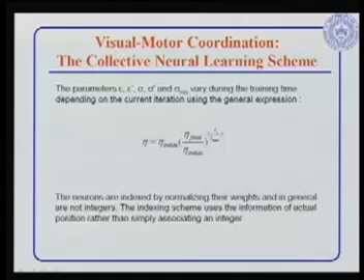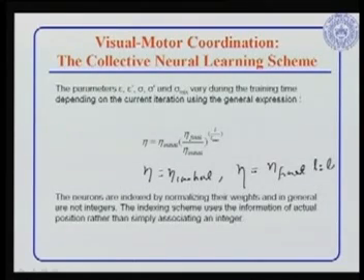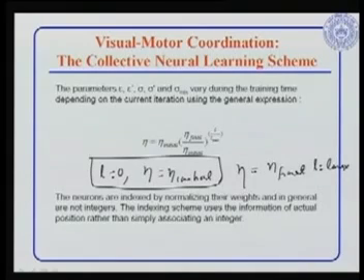So, when I have not started the iteration, L is 0, so eta is eta initial, because anything to the power 0 is 1. When L is L max, the exponent is 1, so eta final by eta initial cancels out, and eta is eta final. So, you can easily see that eta in the beginning, at L equal to 0, is eta initial, and eta is eta final at L equal to L max. The neurons are indexed by normalizing their weights and in general are not integers. The indexing scheme uses the information of actual position rather than simply associating an integer.